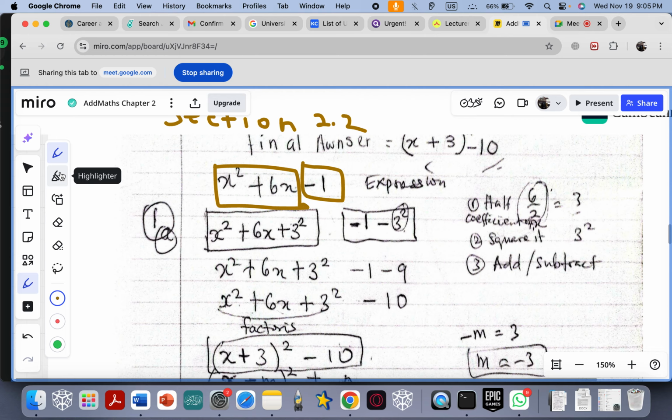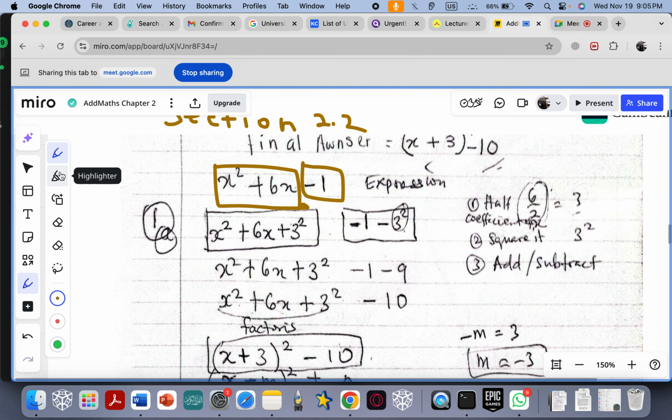If you square 3, you get 3 squared. Add and subtract to each box. The first box, add it. Second box, subtract 3 squared. So that's what we did here. We added it here, and we subtracted it from here. We say x squared plus 6x plus 3 squared. This 3 squared is what we added to this box. Remember, the box is only x squared plus 6x. So we add 3 squared, and then we subtract 3 squared from the second box.